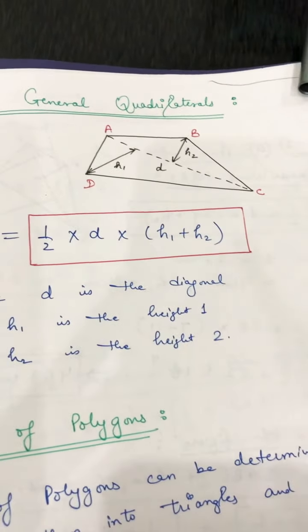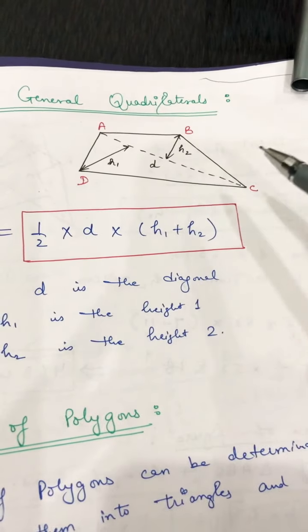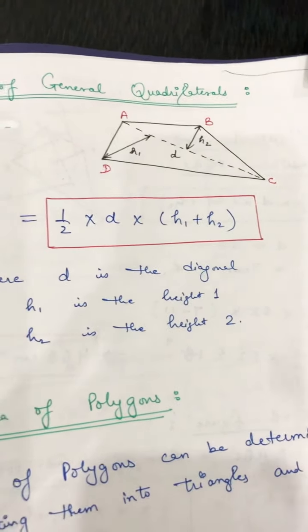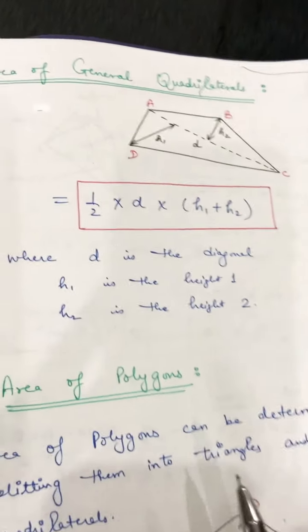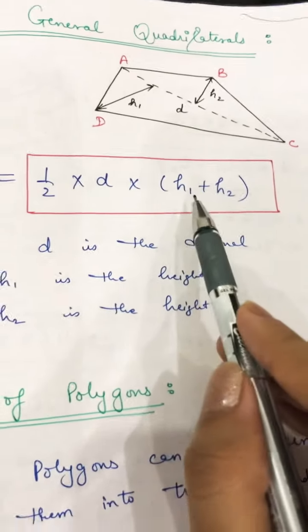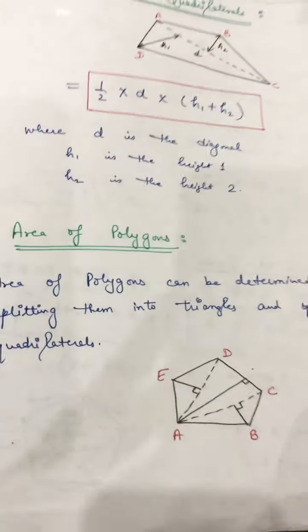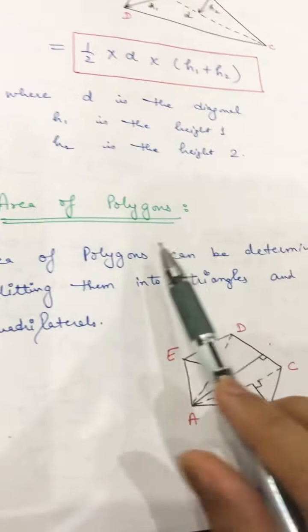So if such a shape is there in the question, which is having four sides, and one diagonal and two heights are given, then you have to apply the general quadrilateral formula. Got it? Now in this exercise we'll discuss about area of polygons.